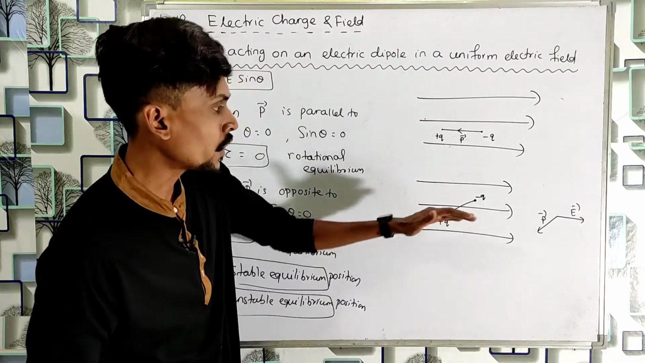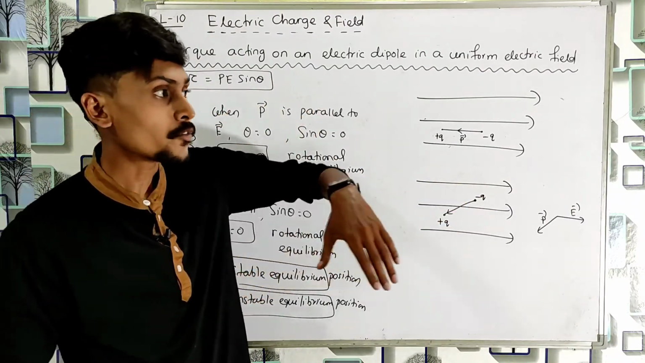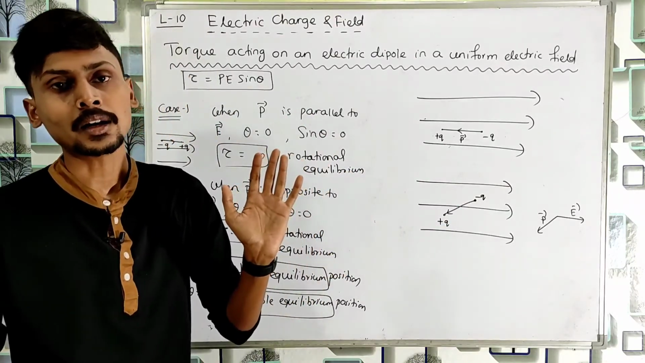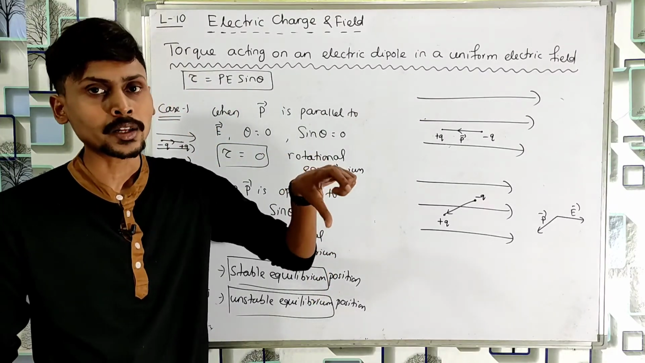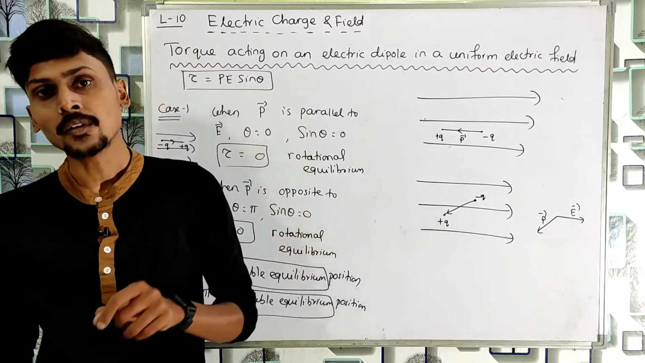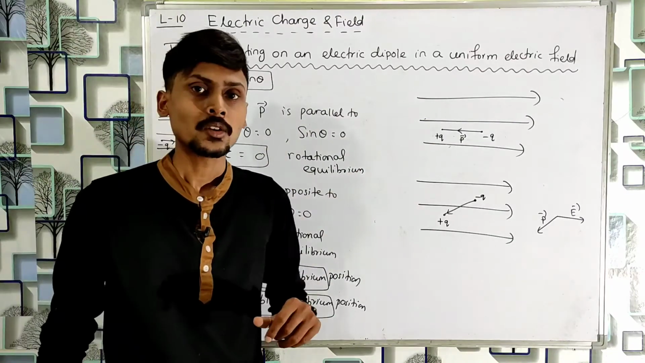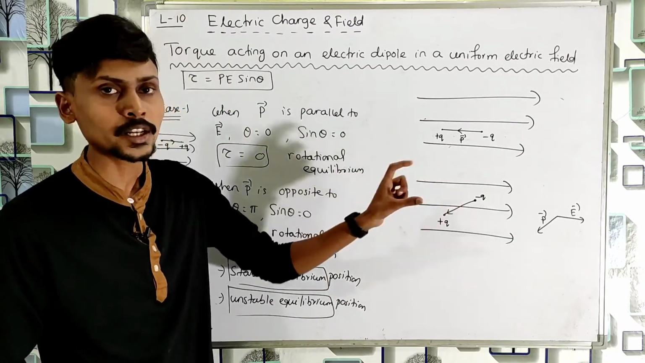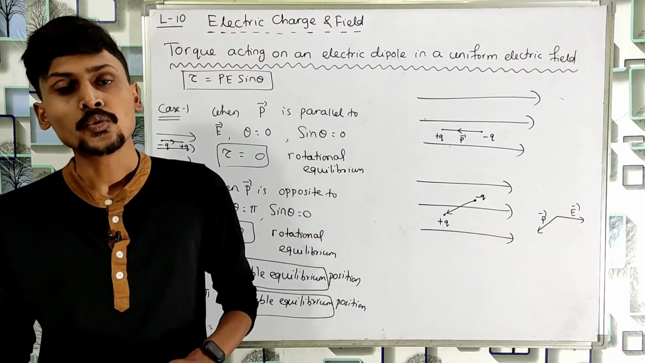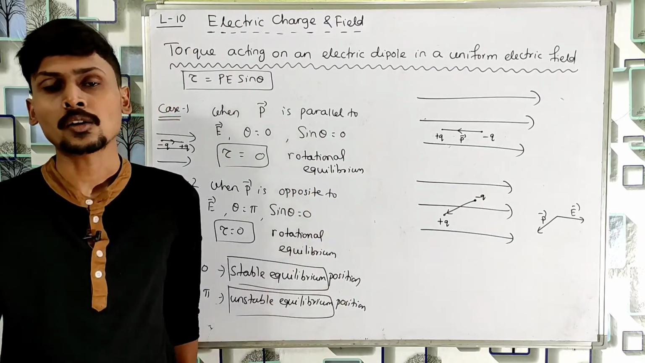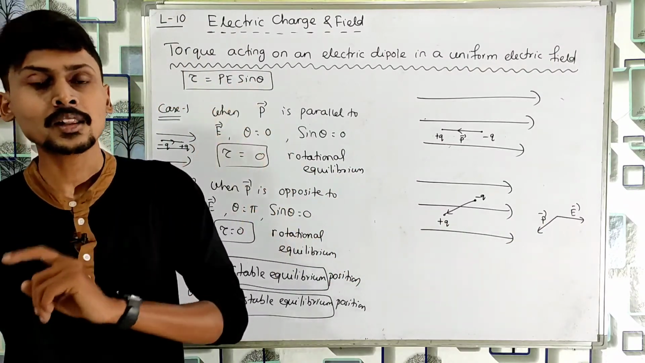So when you are rotating it in the anti-clockwise direction, the torque which acts on the dipole further rotates it in the anti-clockwise direction. In the previous case, what is happening? We are rotating the dipole in the anti-clockwise direction, but the torque due to electric field was rotating the dipole in the clockwise direction. But in this case, we are rotating the dipole in the anticlockwise direction, and also the electric field exerts a torque which rotates the dipole further in the anticlockwise direction. Means the dipole will never come back to the initial orientation.